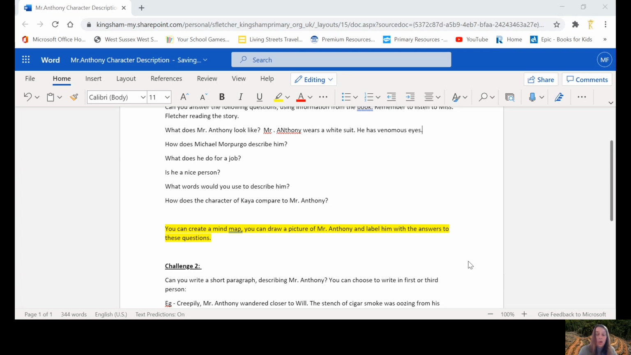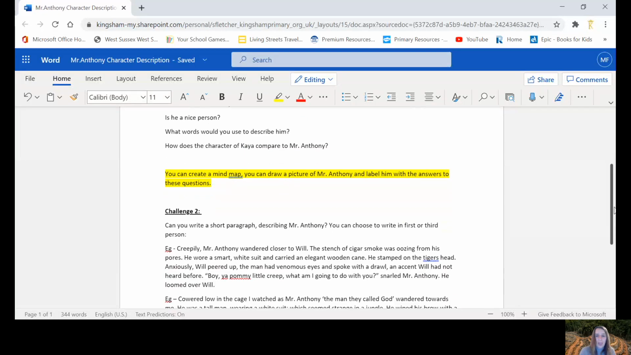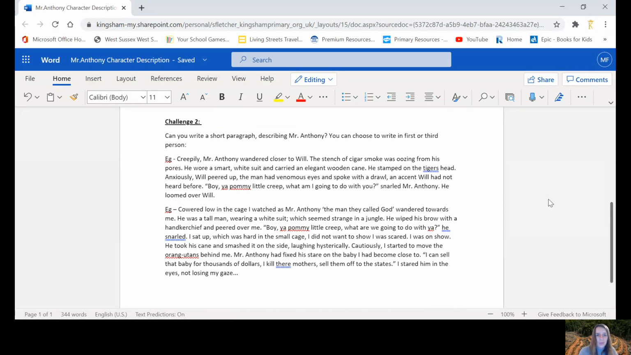If you are deciding to do this on a piece of paper, then you just need to write the information down and take a picture and upload your information for feedback. If you've decided that you want to complete it on a Word document, then feel free to share the document with your teacher. And if you're completing challenge 2, remember you only need to write a very small, short paragraph.